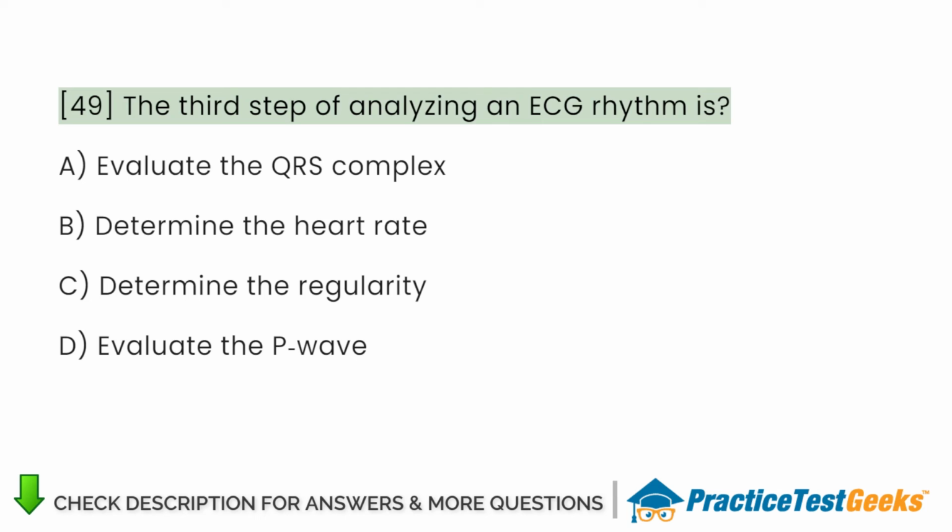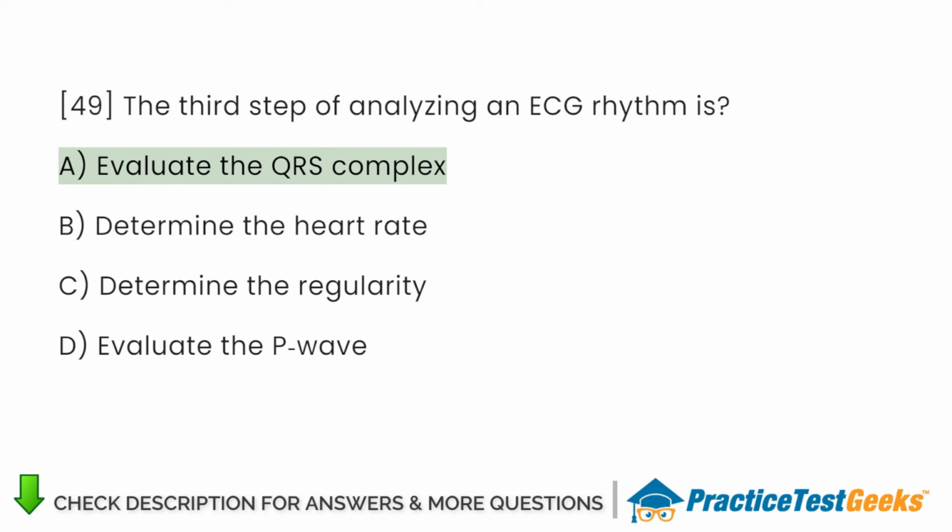The third step of analyzing an ECG rhythm is A. Evaluate the QRS complex. B. Determine the heart rate. C. Determine the regularity. D. Evaluate the P wave.